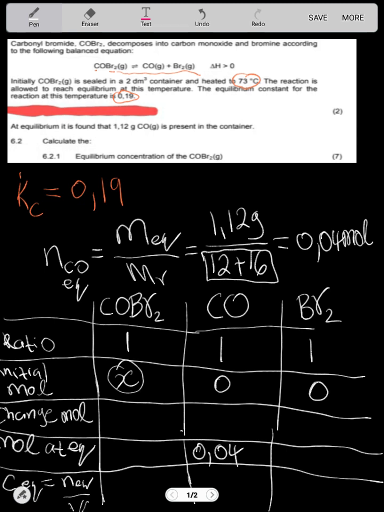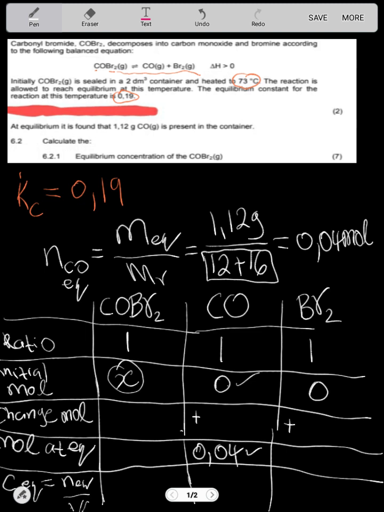So what we need to do is to get the change in moles. Remember, we are forming the product, so it will be plus. We are forming. So how will we find this? We know the initial moles, tick. We know our moles at equilibrium. So how will we find the change?